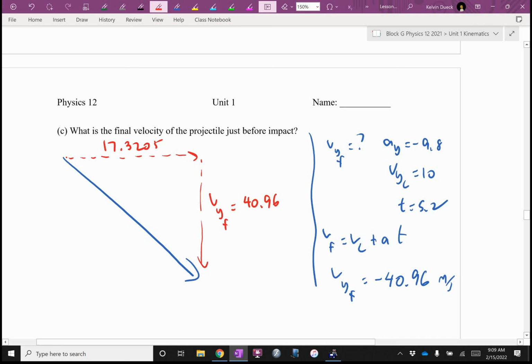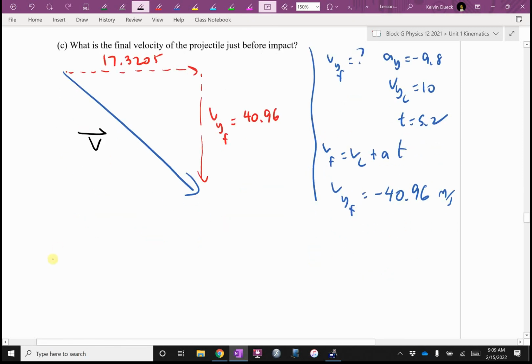Mr. Dewick, how come you didn't put the negative on your actual diagram? I did. That's what that downwards arrow indicates. That's the negative. It's in the picture. How can I find the magnitude of the impact velocity? I'll call it V imp. I don't want to call it VF because I already have a VF and I don't want to confuse them. So I'll call it V imp for impact.